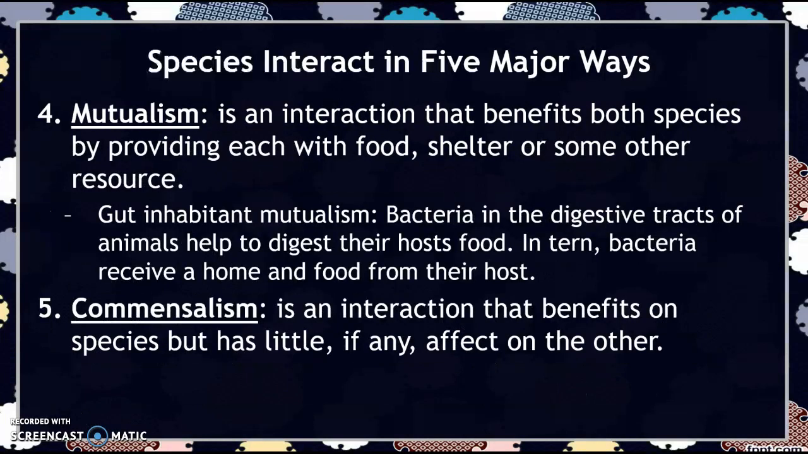We have mutualism, where we have an interaction that benefits both species by providing each with food, shelter, or some sort of resource. There's also something called gut inhabitant mutualism, where bacteria in the digestive tracts of animals help to digest their host's food. In turn, bacteria receive a home and food from their host. Then we have commensalism, which is an interaction that benefits one species but has little, if any, effect on another.